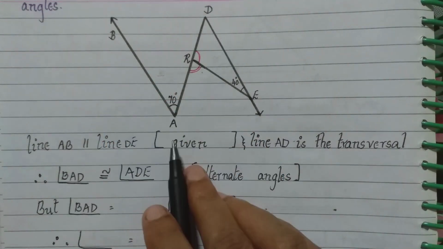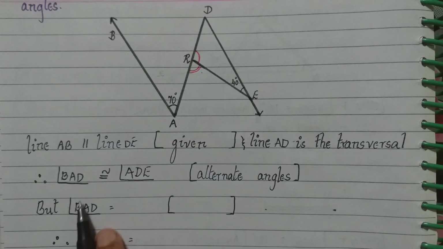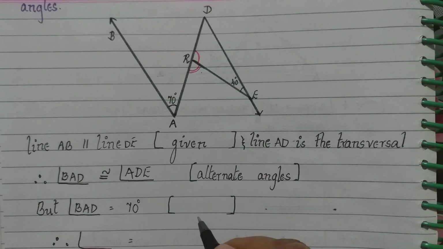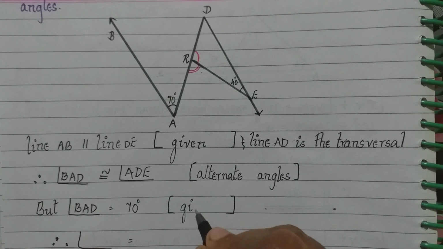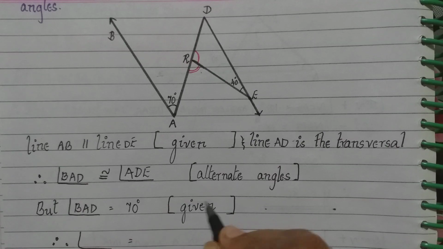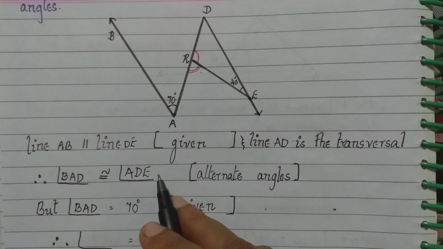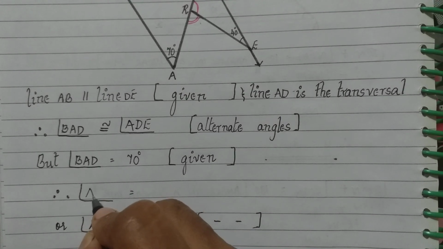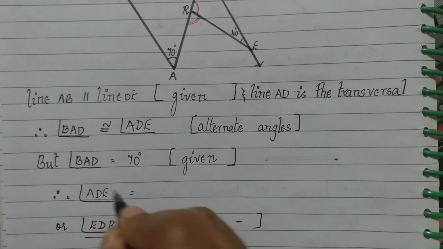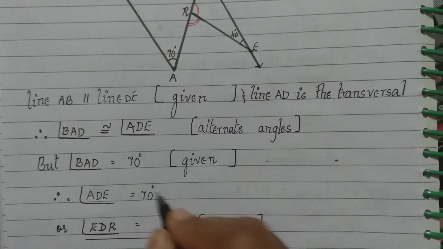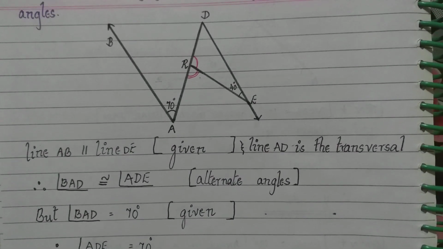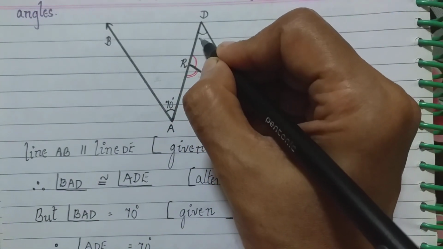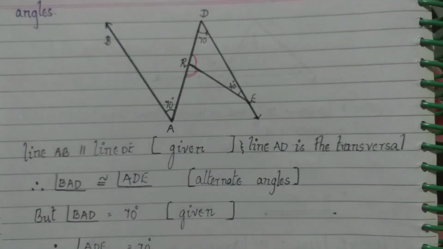But angle BAD is already given as 70 degrees. So, angle BAD equals 70 degrees. What is the reason? It was already given to us. So, if angle BAD is 70 degrees, since angle BAD is congruent to angle ADE, therefore angle ADE also is equal to 70 degrees. Let me mark in the figure so it will be easier for us to understand. Now, angle ADE becomes 70 degrees.